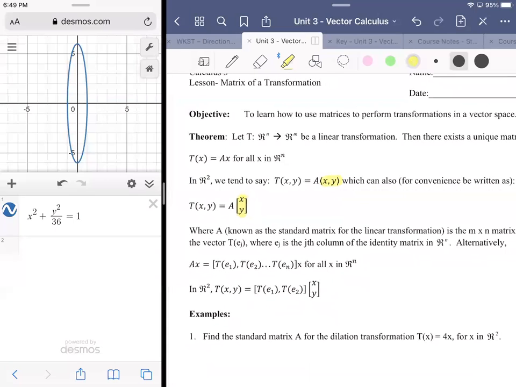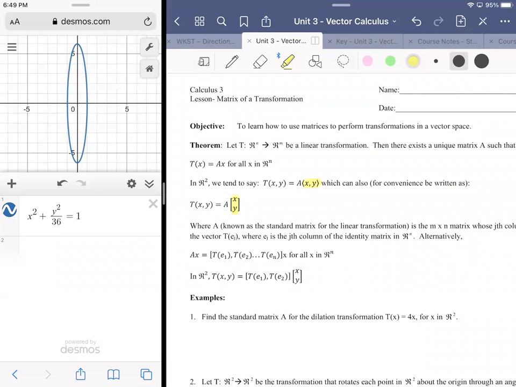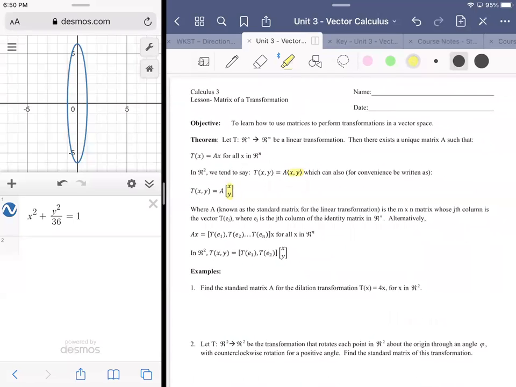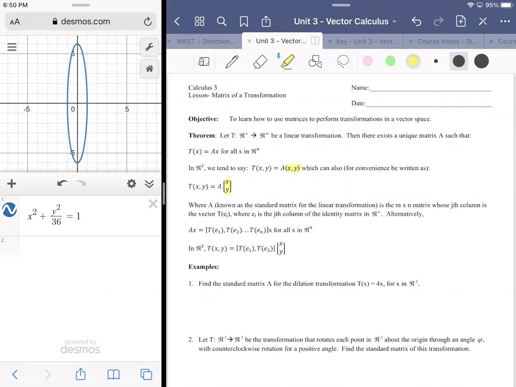A is the known standard matrix for the linear transformation. It's usually given to you, or it's something that you can easily determine based off of whatever it is you're trying to do. And I'll show you what that means in a couple minutes. It's an m by n matrix, so it doesn't necessarily have to have the same dimensions horizontally and vertically. Its jth column is the vector, we call it, just to make things as complicated as possible, T of e sub j, where e sub j is the jth vector of the identity matrix in our real space m.